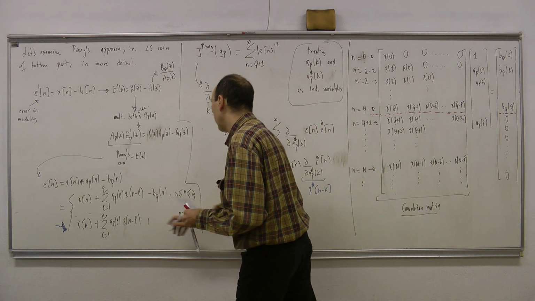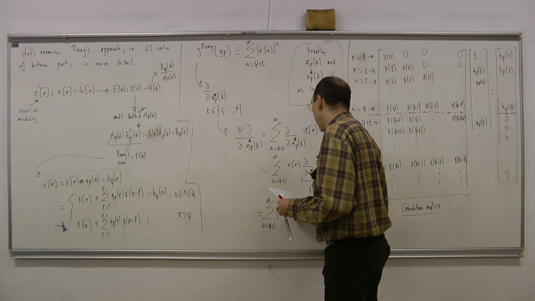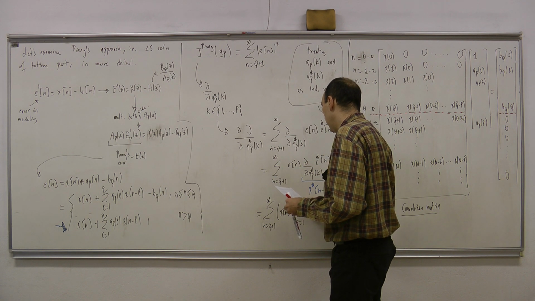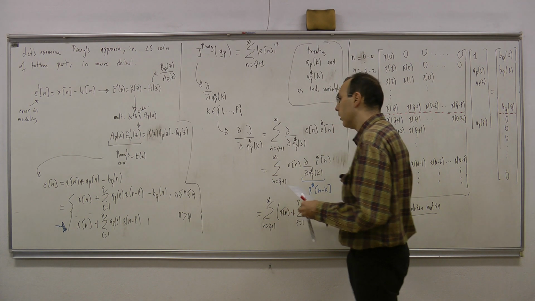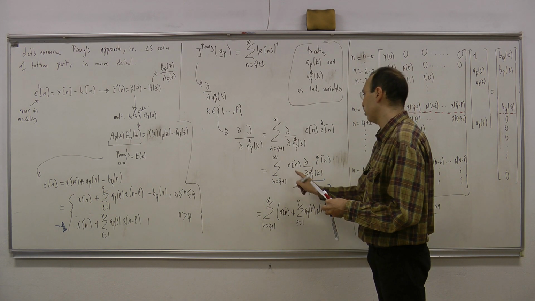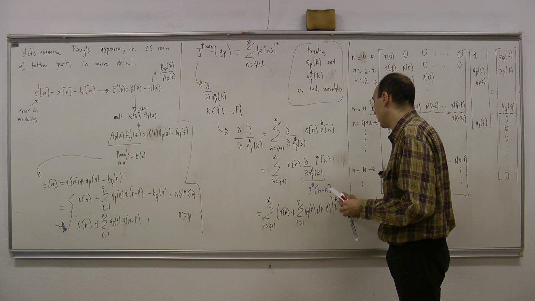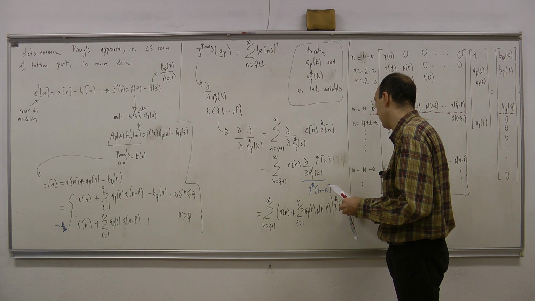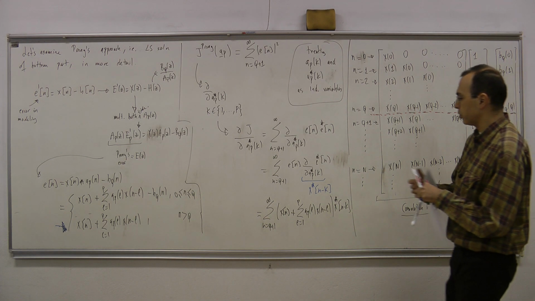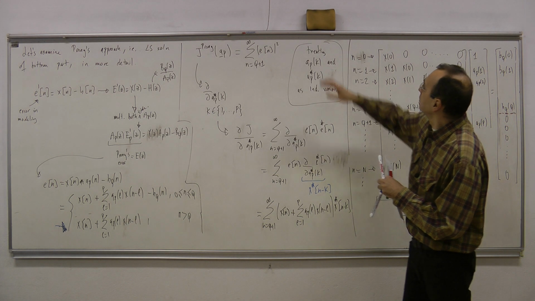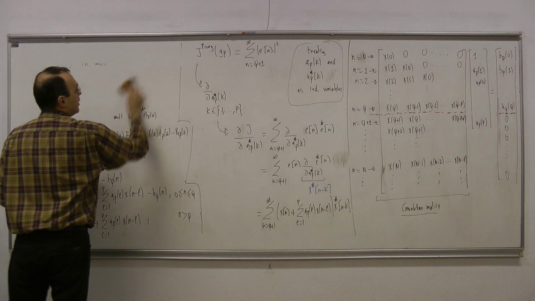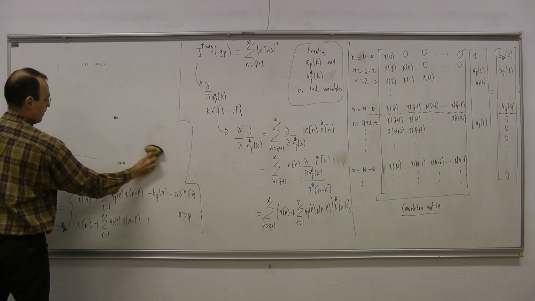So this is e of n. I'm writing this part: x of n plus the sum for l from 1 to p of a_p[l] x of n minus l. So this e of n times x conjugate of n minus k. Okay? Now, of course, well, okay. Let me process this a little bit more.